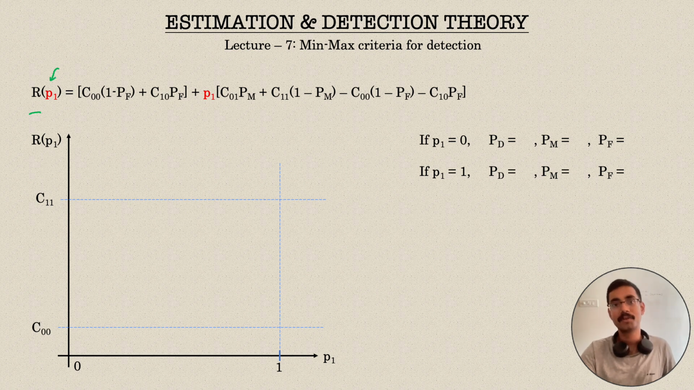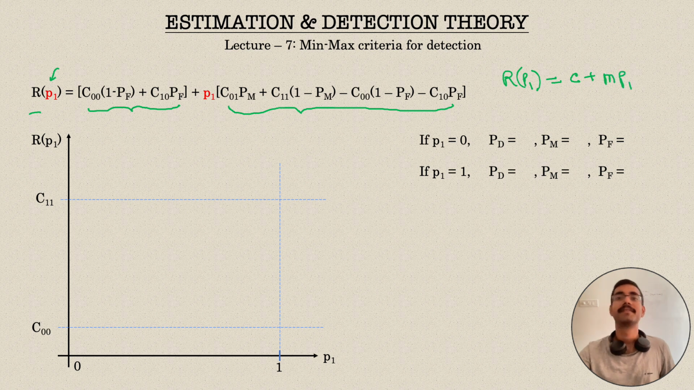This is a very interesting thing to note. So we have this entire expression which is a constant, and this is an entire expression which is a constant. We can look at it as the parameters of this equation. So it is something like this, that R of P1 is equal to C plus M P1. Although we are seeing that these are constants, these are not exactly constants. I'm just saying that our base risk will be varying according to this parameter P1.